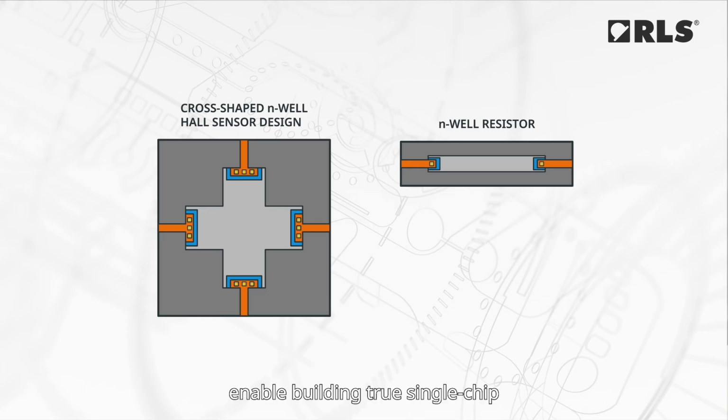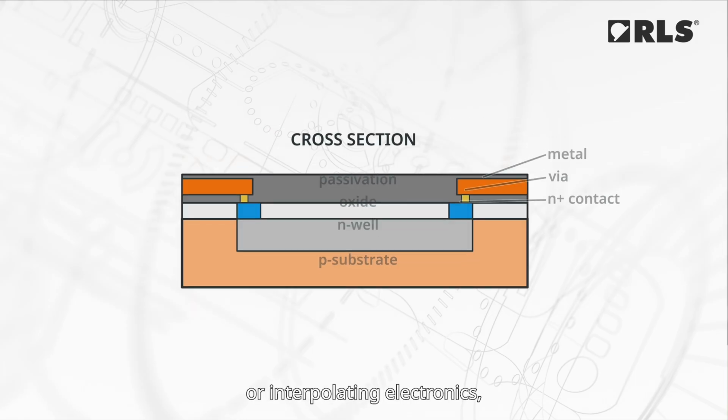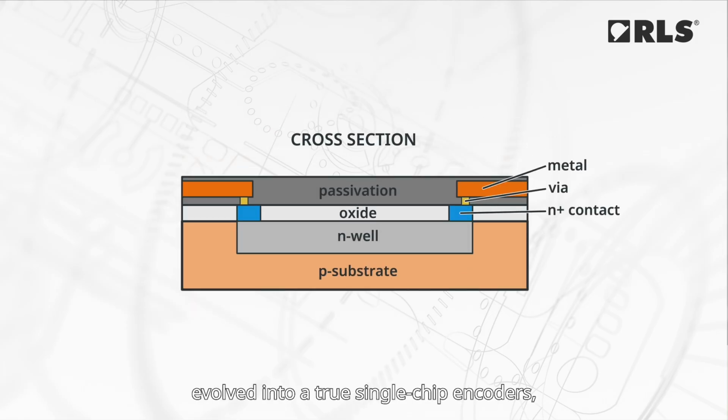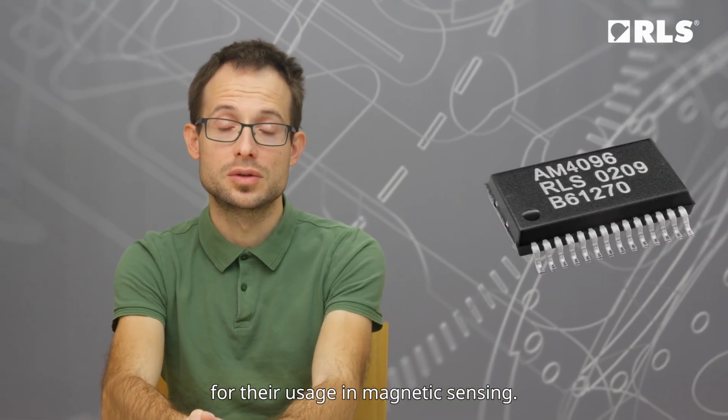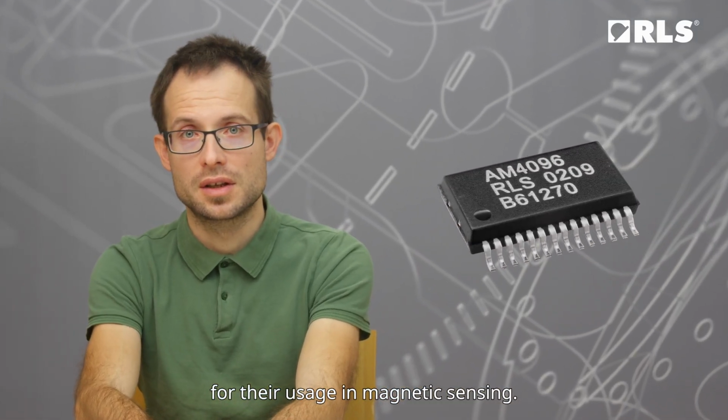Hall sensors enable building true single-chip magnetic sensors, which by inclusion of additional processing or interpolating electronics evolved into true single-chip encoders such as RLS AM4096. In the next minutes, we will briefly discuss some Hall sensor geometry and material properties aspects that are important for their usage in magnetic sensing.